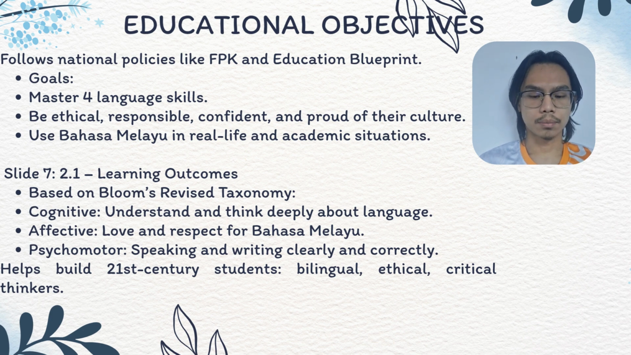And the learning outcomes. Learning outcomes are based on Bloom's taxonomy. There are 3 parts: cognitive, thinking and understanding; affective, building love and respect for the language; psychomotor, speaking and writing skills. This makes students more ready for 21st century challenges. That's all.